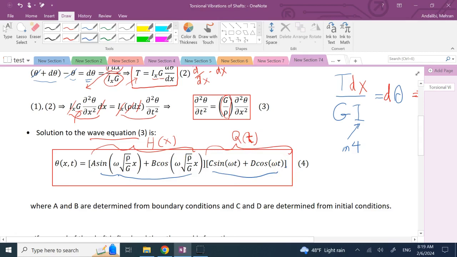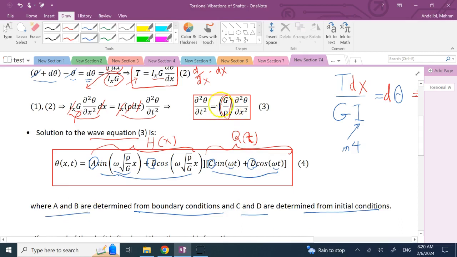Okay? And if you see, the frequencies of the time functions and the x functions are different. The time functions are just omega. The x functions are omega times the square root of rho over G, which is the reciprocal of that square root. And here is my function. It has 4 constants: a, b, c and d to be found. Two of them, which are the x ones, a and b, have to be found from the boundary conditions of the shaft. These two, c and d, which are time constants, have to be found from initial conditions.